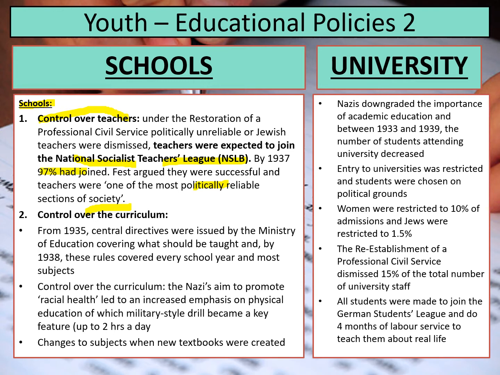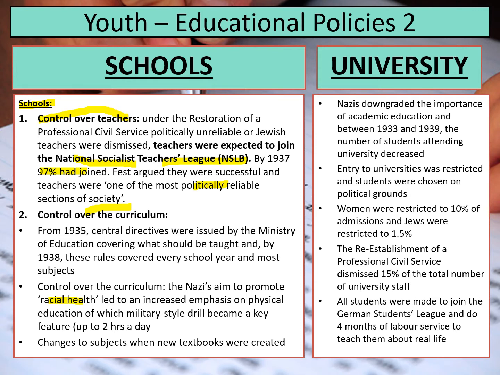For instance, the Nazis really cared about the idea of racial health in order to achieve the Volksgemeinschaft as this genetically healthy group of people, and therefore they placed a greater emphasis on PE, and they had up to 2 hours a day, or over 15% of their curriculum time, just on PE. They also changed textbooks and made sure that Nazi ideas came across through these new textbooks as well.